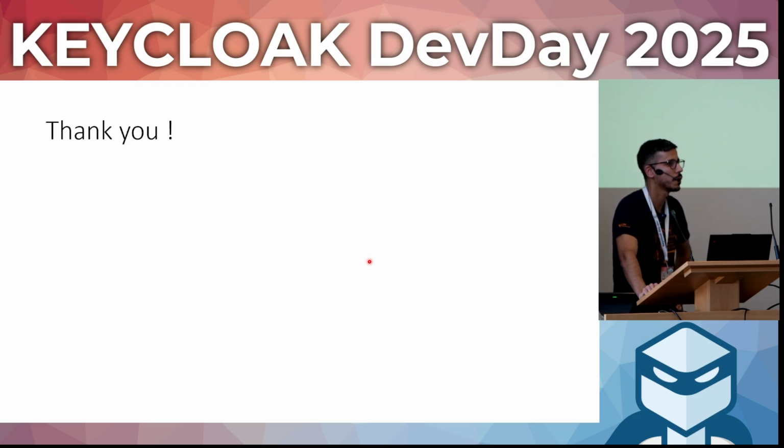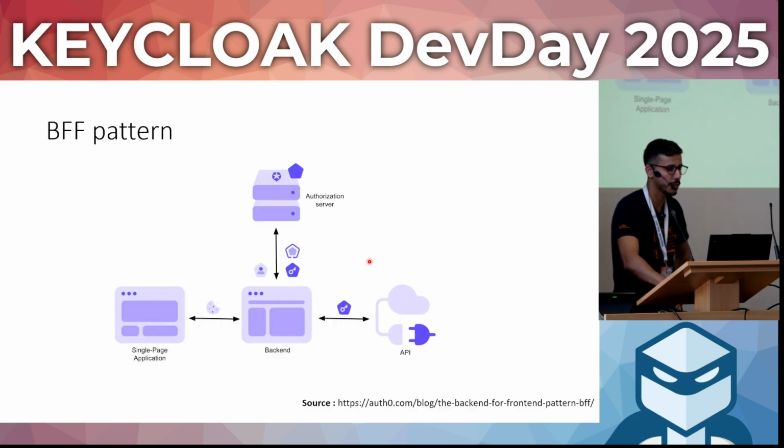Actually, if I go back to the PDF, from what I understand, you call the remote API directly from the single page application. Is that correct? I'm sorry, I did not really understand what you mean. Your current implementation is that from the single page application, you have the tokens and then you call the remote API.